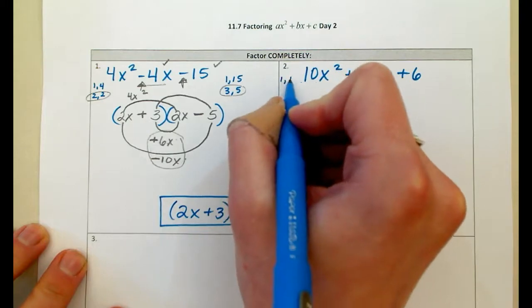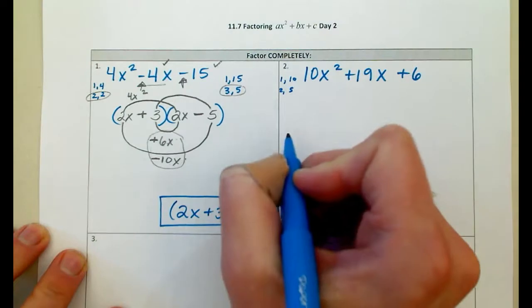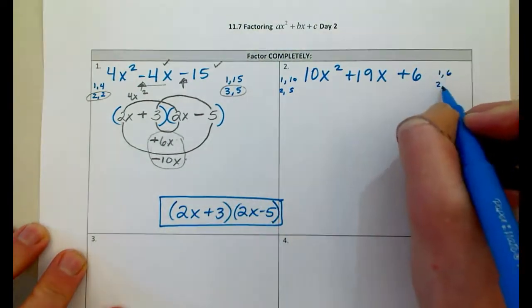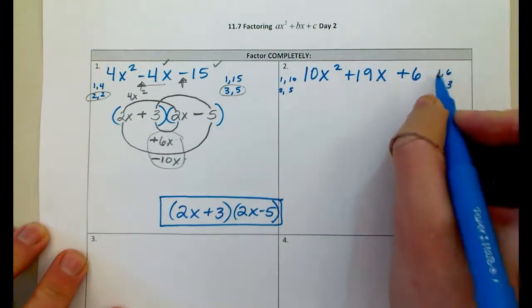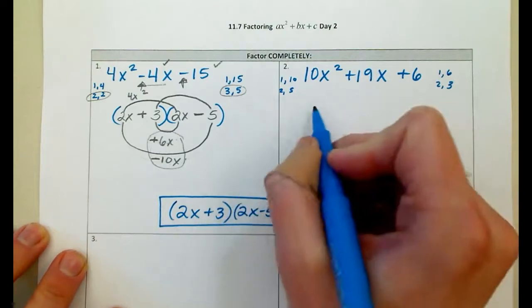I've got 1 times 10, 2 times 5, and those are all my factors. Listing off my factors for 6: 1 times 6, 2 times 3, those are all my factors for 6. So I've got all these possibilities for my factors.